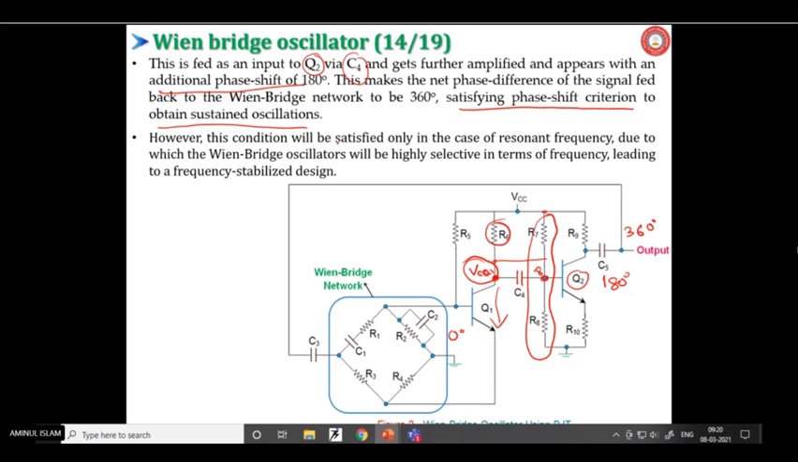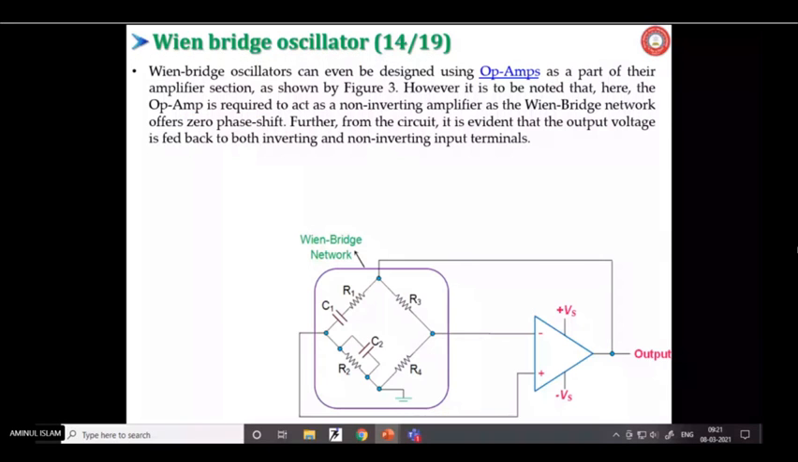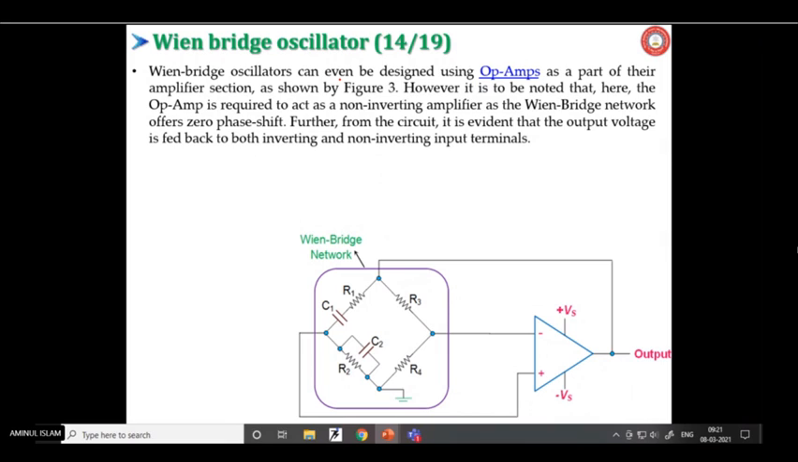However, this condition will be satisfied only at the resonant frequency, due to which Wien bridge oscillators will be highly selective in terms of frequency, leading to a frequency stabilized design. Only if it is operating at the resonant frequency will the phase shift of 0 degree also be obtained. Wien bridge oscillators can even be designed using op amps. Here is the example of an op amp.